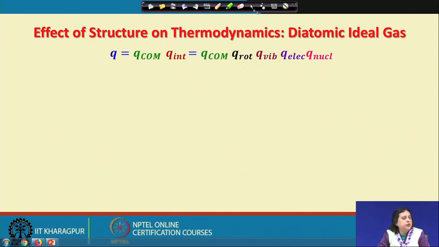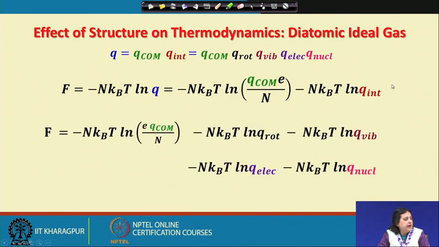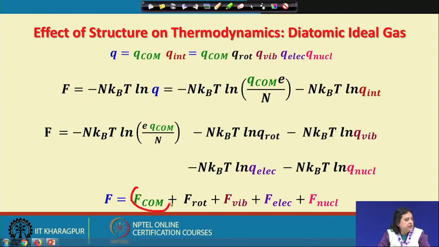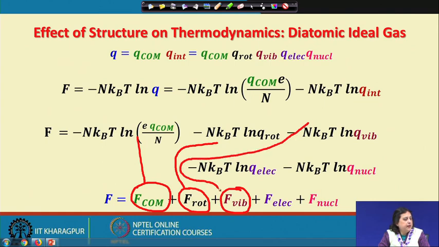So, that is exactly what we see here. Therefore, the Helmholtz free energy can be written as a sum of one term corresponding to the translational motion of the center of mass, which is this term. There is a term corresponding to the rotational motion of the diatomic molecule, which is related to this term. There is one contribution from the vibrational motion, which corresponds to this term. Now, I have F electronic arising from this term, and finally, F nuclear as before arising from this term.